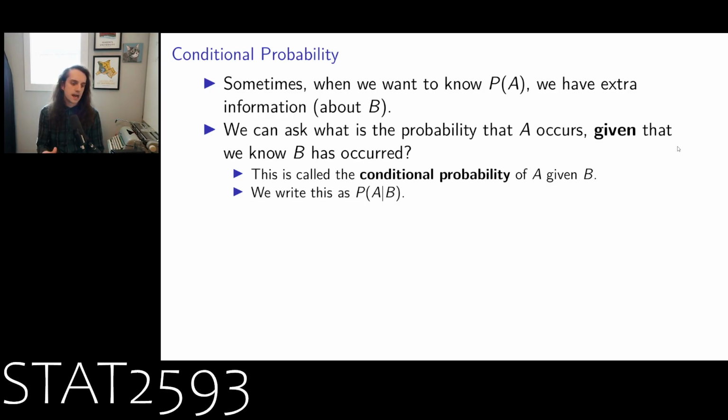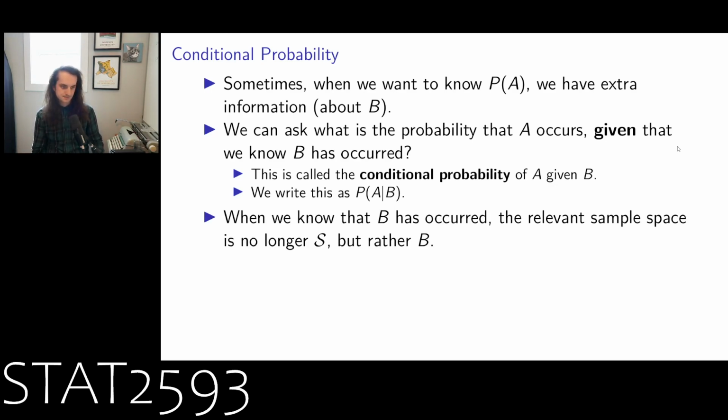Notationally, we're going to write this down as probability of A, and then we draw a bar, and then write the event on the other side. This is read out as the probability of A given B, or conditional on B. Everything on the left side of that bar is the event that we care about. And everything on the right side of the bar is what we know to have already happened. So in essence, when we know that B has occurred, the sample space that we care about is no longer S, and rather, it's going to be B.